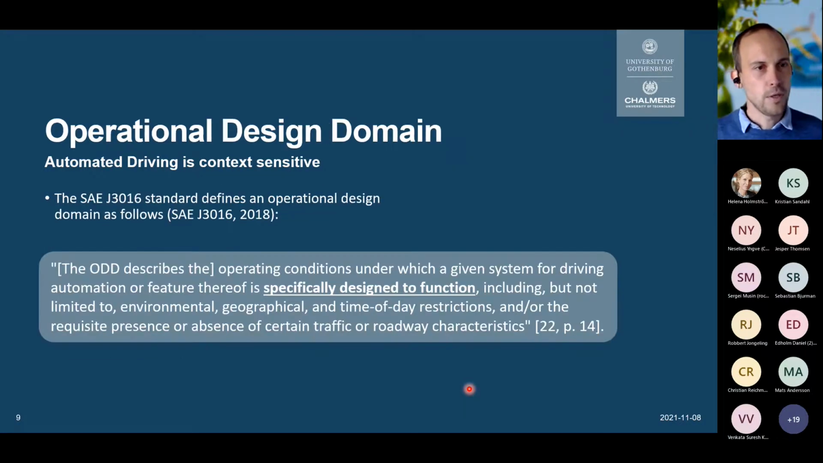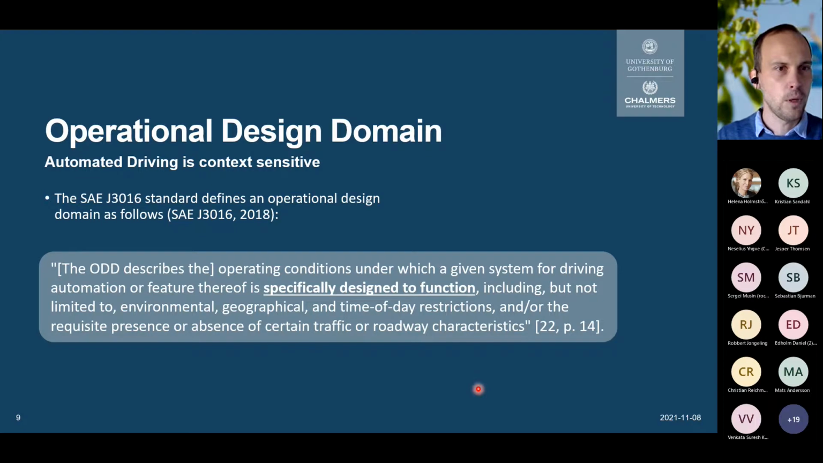So of course, people thought about this problem, and the Society for Automotive Engineering came up with something they call an operational design domain, and they define it as follows. The ODD describes the operational conditions under which a given system for driving automation or feature thereof is specifically designed to function, including but not limited to environmental, geographical, and time of day restrictions, and/or the requisite presence or absence of certain traffic or roadway characteristics.